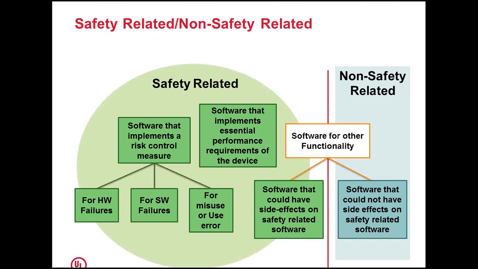This diagram will help in understanding what is safety related and what is non-safety related. We have given a few examples of each. Software that implements a risk control measure, that means software which has any controls to compensate for hardware failures or to detect hardware failures and raise flags. Software failures, similarly, any misbehavior within the software and then raising the flag, misuse or use errors, those things are all safety related.